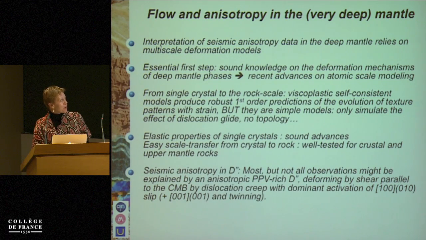And for the simplest models I showed you, we can explain most of the observations, but not all of them. So we need to change the model somehow to explain at least the inclined fast anisotropy axis that you see with the SKS splitting.